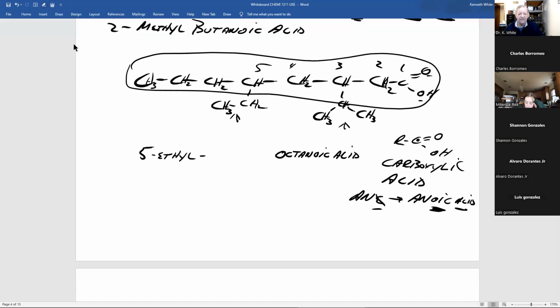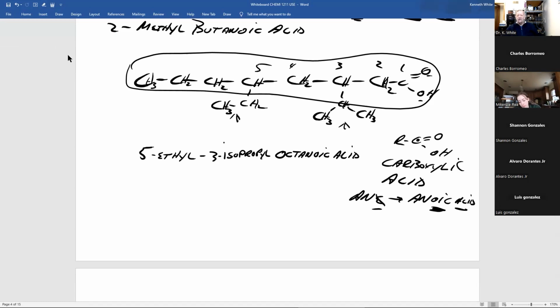5 ethyl, 3 isopropyl octanoic acid. Now, since I'm not asking you to follow the alphabet rule, if you had put down 3 isopropyl 5 ethyl octanoic acid, that would be correct, even though, don't tell the IUPAC police because they'll come and arrest me. No, there's no IUPAC police. But that's how you do it.